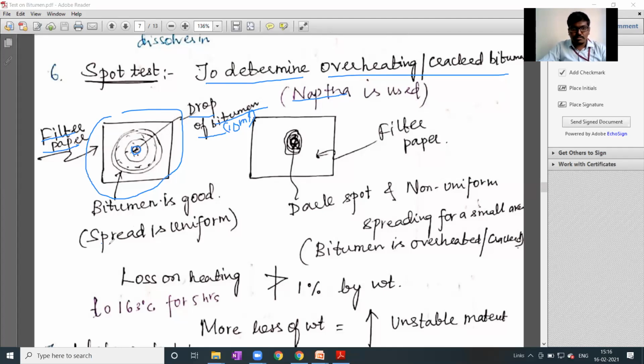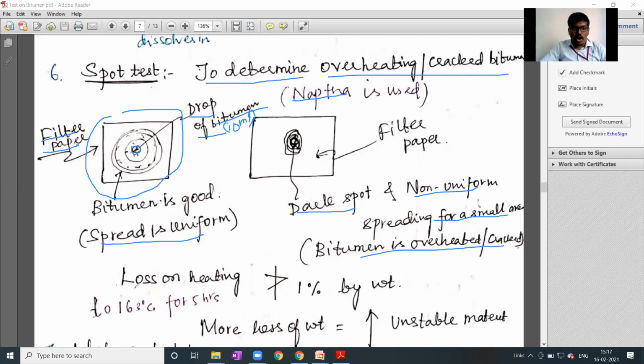What happens? If the spread is uniform, then the bitumen is good. The circles will start spreading, right? Whatever spot drop of bitumen you put may spread and circles will be formed. If the circles are spread uniformly, then it is good bitumen. If the circles are dark and non-uniform, or there is spreading only over a smaller area, then the bitumen is overheated or cracked.